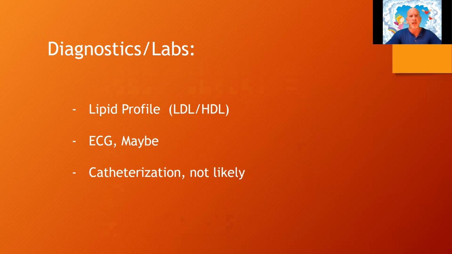Diagnostic and labs. High lipid profile will indicate that a person is at risk for arterial sclerosis. It doesn't tell us if they have it. It just tells us they're at risk for it. And even an EKG will not tell us if a person has a lot of buildup in the heart. The only way to know for sure how much buildup of plaque is in the heart is to have a catheterization. And that process is way too expensive for us to use it as a diagnostic tool.